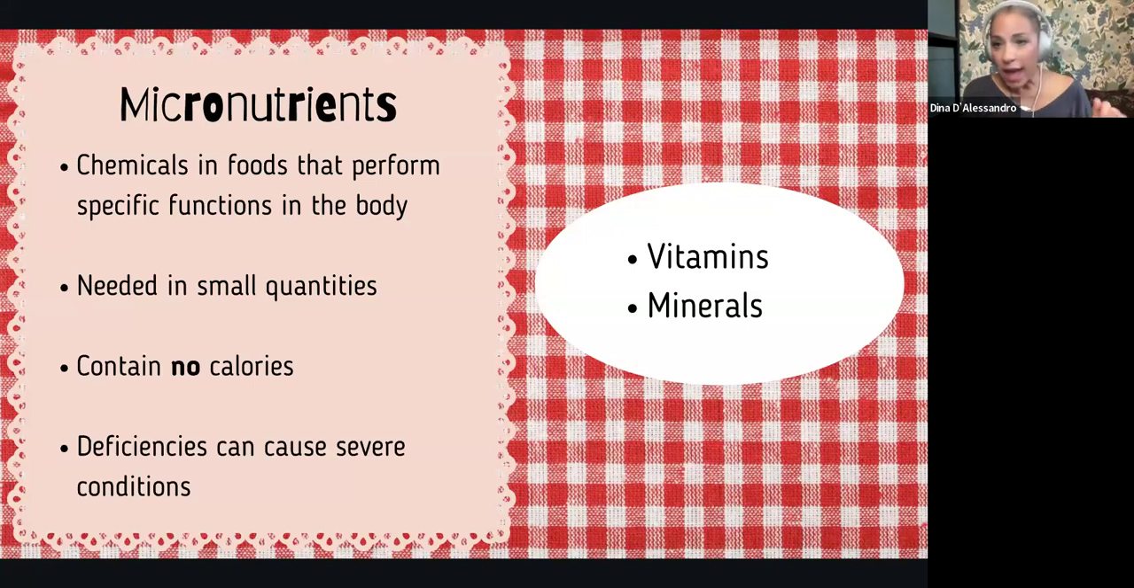Micronutrients contain no calories, so vitamins and minerals are zero calories. And if we suffer from deficiencies in these things, then it can set off a chain of events as far as different pathways that our body cells use to function properly, or it could cause a condition to flare up or not be managed well. So think of things like iron deficient anemia.